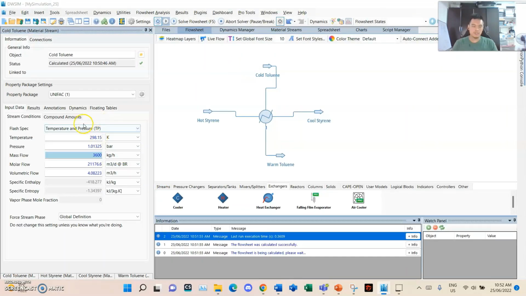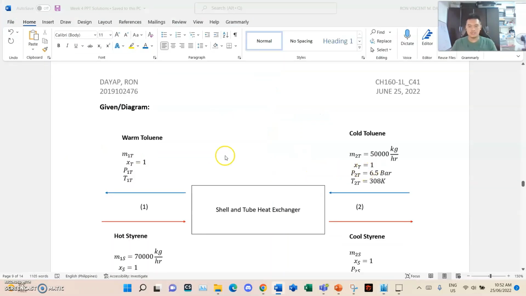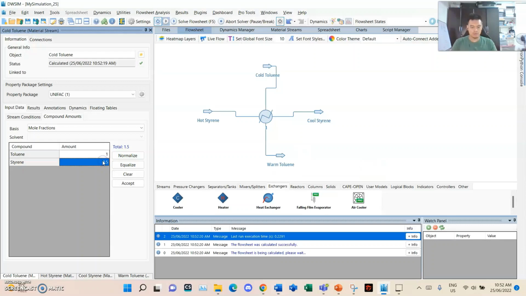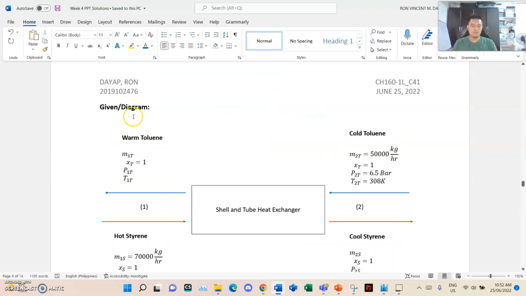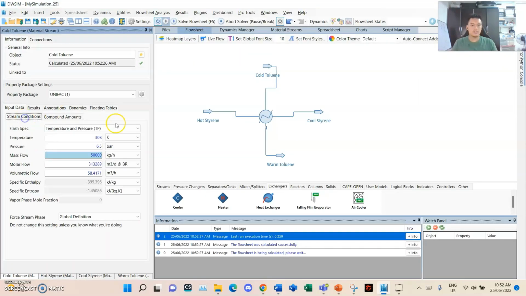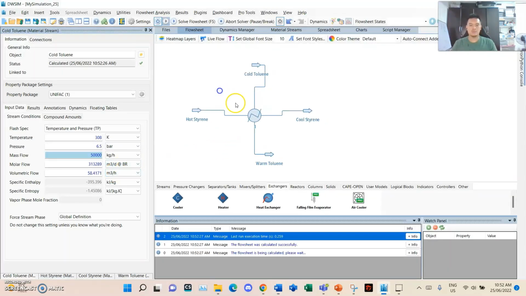For the toluene it is 50,000 kg per hour with a pressure of 6.5 bar, and lastly a temperature of 308 Kelvin. Then the compound amounts must be purely toluene, so 1 and 0, accept. Double check, pure toluene stream, and then the temperature is 308, pressure is 6.5, and mass flow is 50,000 kg per hour. So the inlet streams are finished.